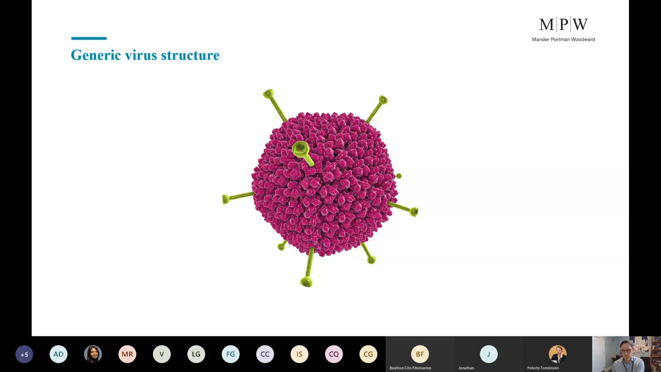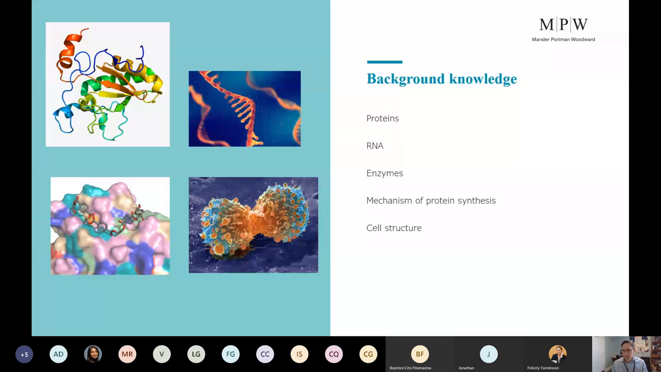Now, we're focusing just on viruses today, and we haven't got time to do justice to all of the background information related to this. But if you are genuinely interested in biology and would like to do some further research to help your understanding of viruses, I've listed some sections there that you could look at.